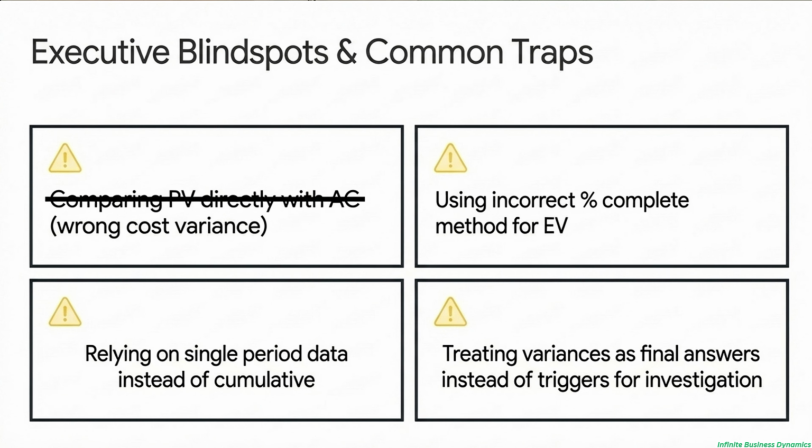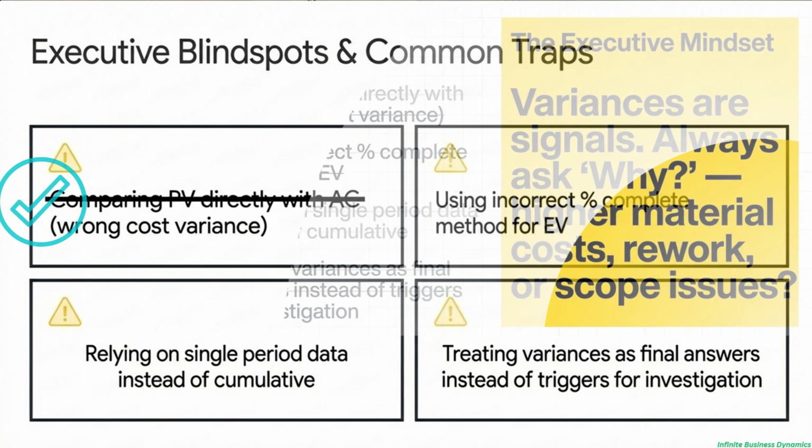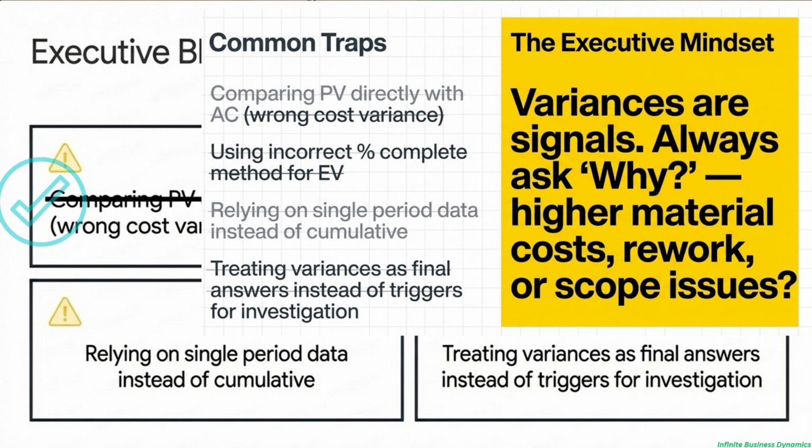Now, lean in for this one. This is super important. These are the traps that catch even experienced project managers. The biggest mistake you can make is comparing your planned value directly to your actual cost. Why is that so bad? Because you're comparing what you planned to do with what you spent, but you're completely ignoring the value of the work you've actually finished. It's apples to oranges, and it gives you a totally useless, misleading number.